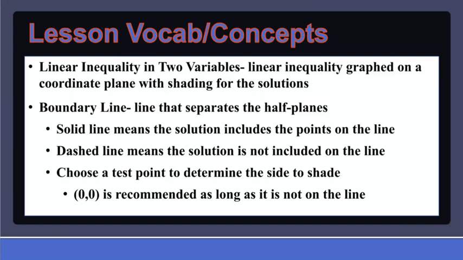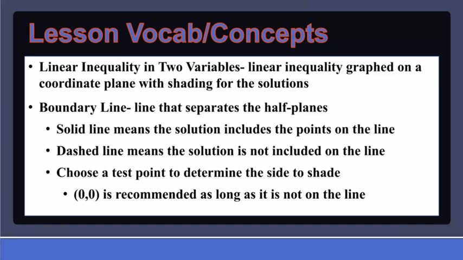And then the third part is you're going to want to choose a test point to determine which side to shade in. I would recommend using 0, 0, unless that is on the line, then I wouldn't use that one. But 0, 0 is an easy number to substitute in for x and y to determine if the inequality is true. Because whatever side the point is true is the side that you're going to shade.